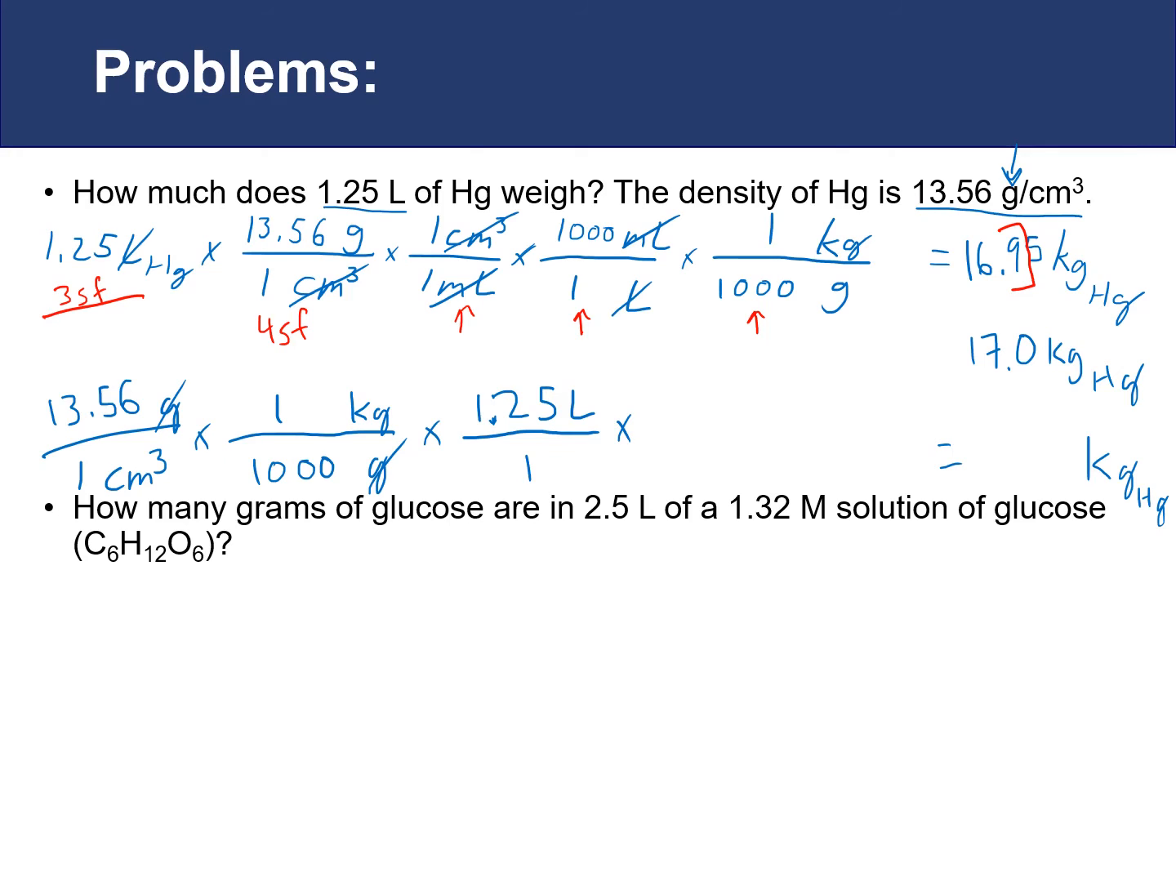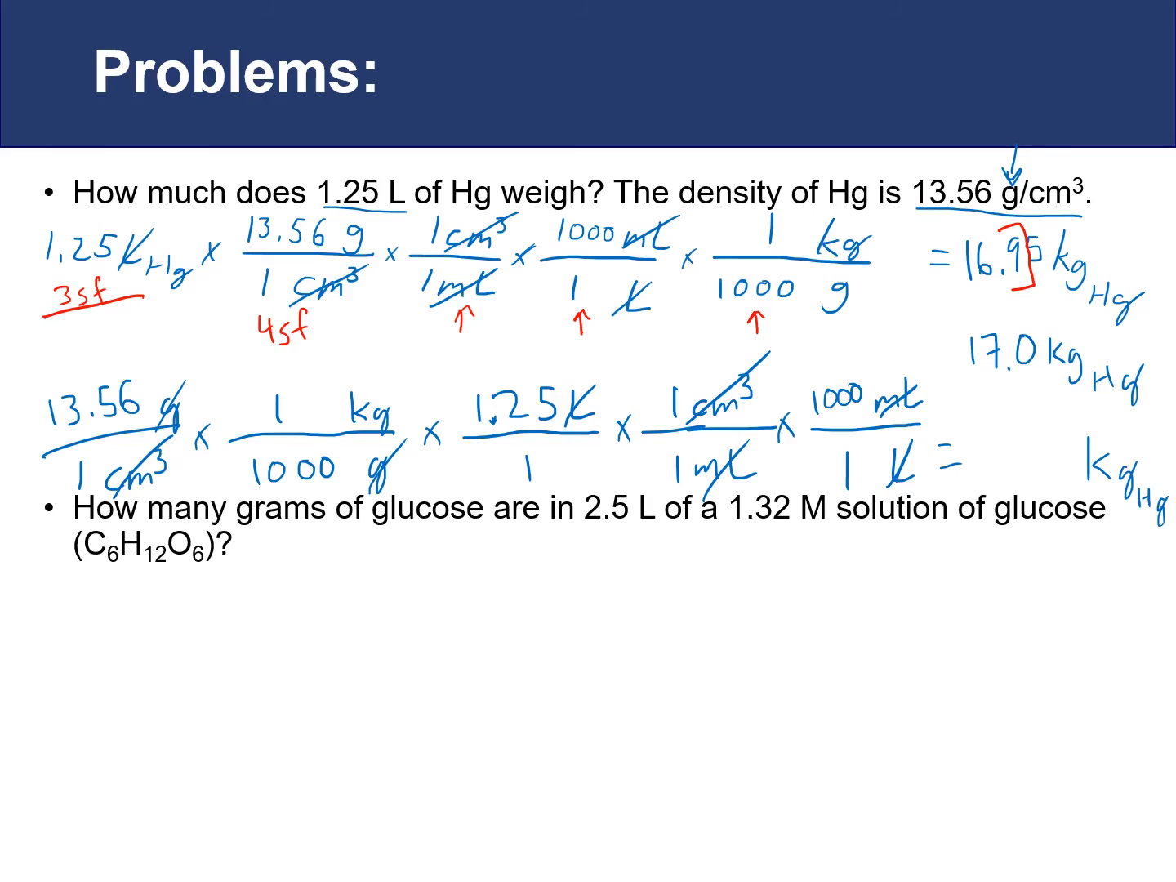Okay, so I would now take perhaps my centimeters, convert those into milliliters. 1 cubic centimeter is 1 milliliter. My cubic centimeters cancel each other out. Then I would do a conversion of milliliters into liters. So milliliters go on top, liters go on bottom. 1 liter is 1,000 milliliters. And this would give me kilograms again.